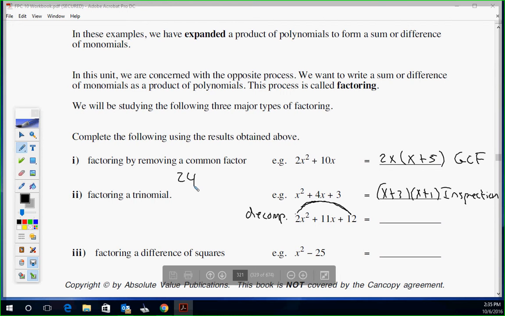And then what you have to do is, okay, this is completely generalized. This is completely the beginning, so please don't panic. 24, I need factors of 24 that add up to 11. So what factors of 24 are there that add up to 11? Well, I mean, 24 and 1 is 25, but what other factors of 24 are there? 8 and 3. 8 times 3 is 24, 8 plus 3 is 11. That's what we're looking for.